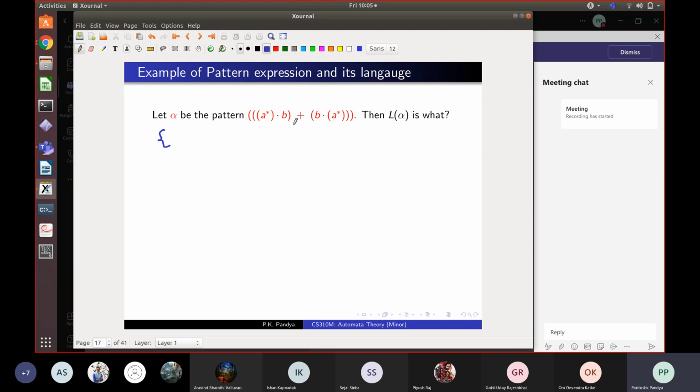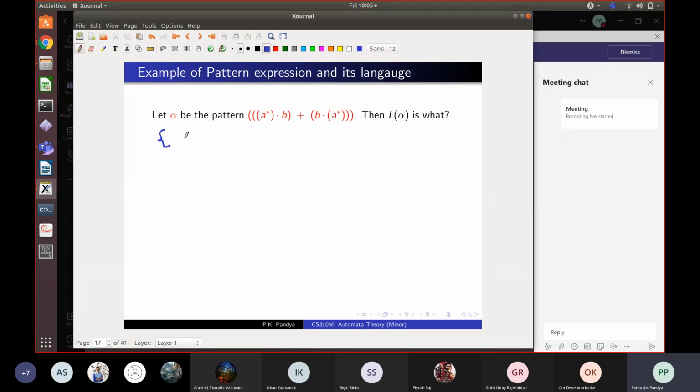I have put brackets to make clear the scope of various operators. So what will it contain? It will contain language A star catenated with B. That is one set of words in this language, together with plus, which is union, the language of words which belong to this sub pattern, which is B followed by A star.